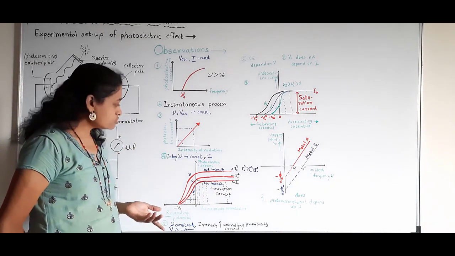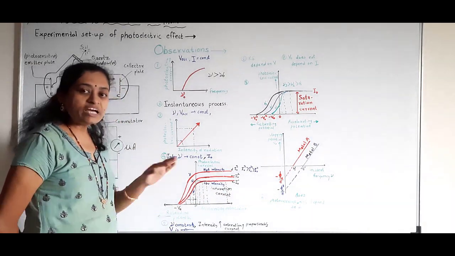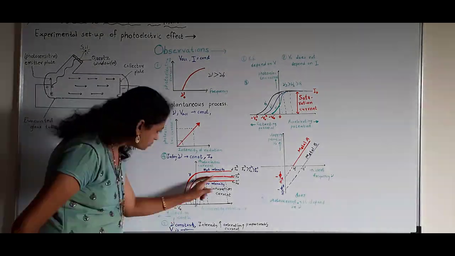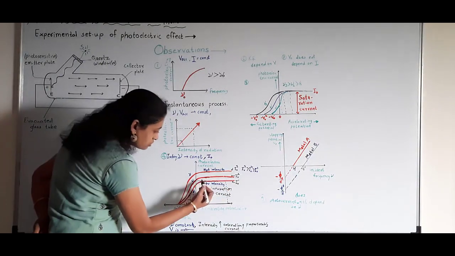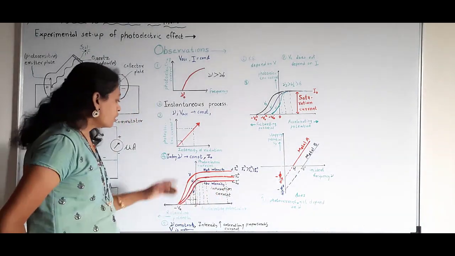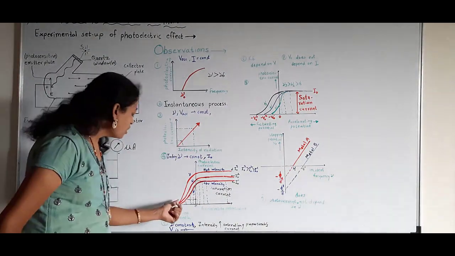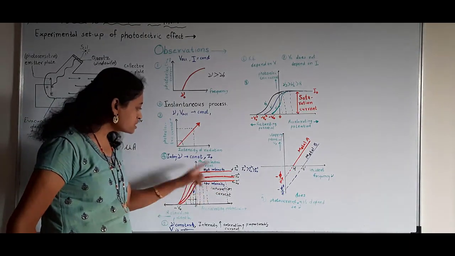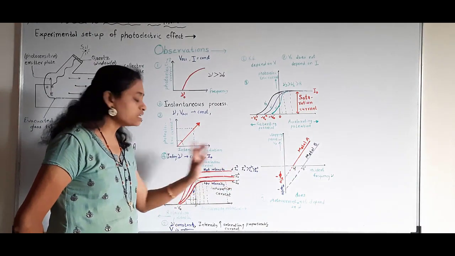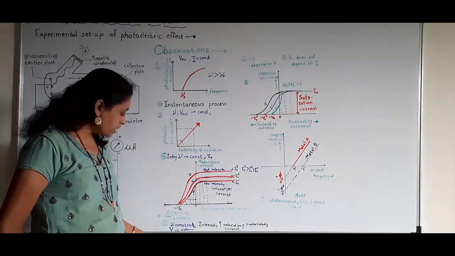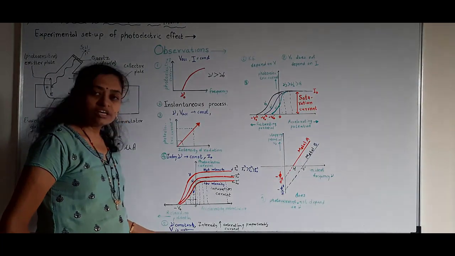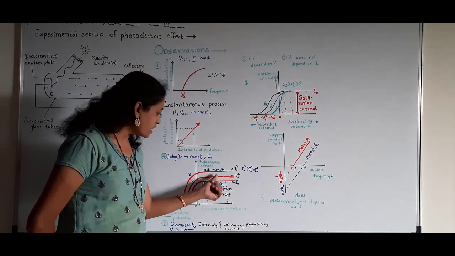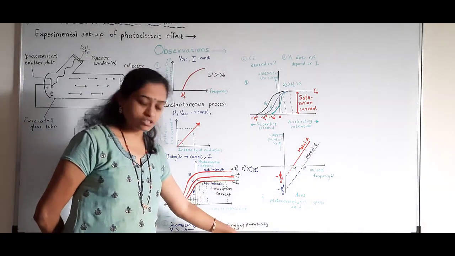Okay. Now suppose this experiment is done by changing the intensity. What happens? The frequency remains the same, and the nature of the graph is the same. Again, if we increase the intensity, see this curve. As we go on increasing the intensity, the saturation current increases. We can observe that at a given accelerating potential and constant frequency, as the intensity increases, the saturation current also increases proportionally.